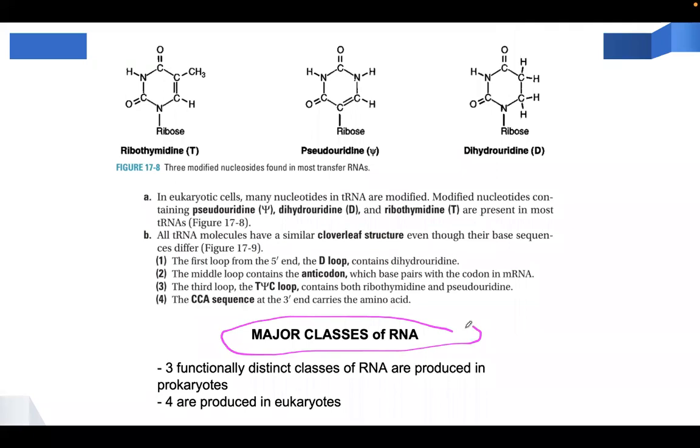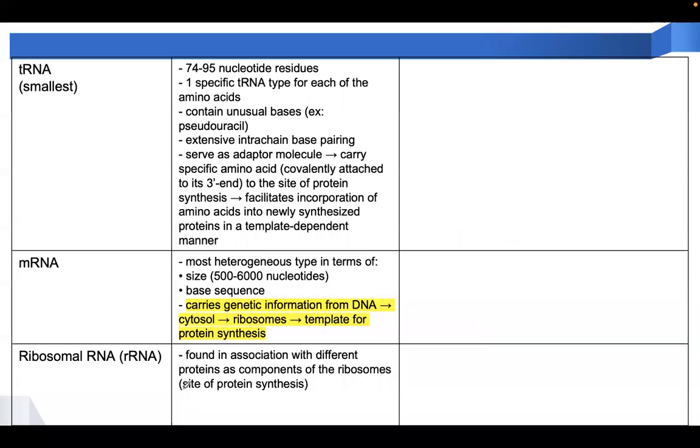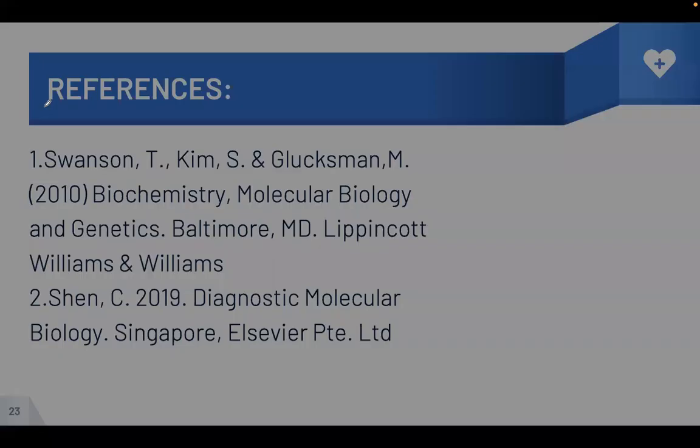So we have 3 functionally distinct classes of RNA that are produced in the prokaryotes, pero kay eukaryotes 4. Again, kay prokaryotes 3 lang sila. Tandaan lang natin na 3, pero hindi na natin sila i-discuss isa-isa. Pero kay eukaryotic cell, merong 4. So what are these 4? But I only included 3. Bakit ganun? So for the 4 major classes, we have your tRNA as the smallest.